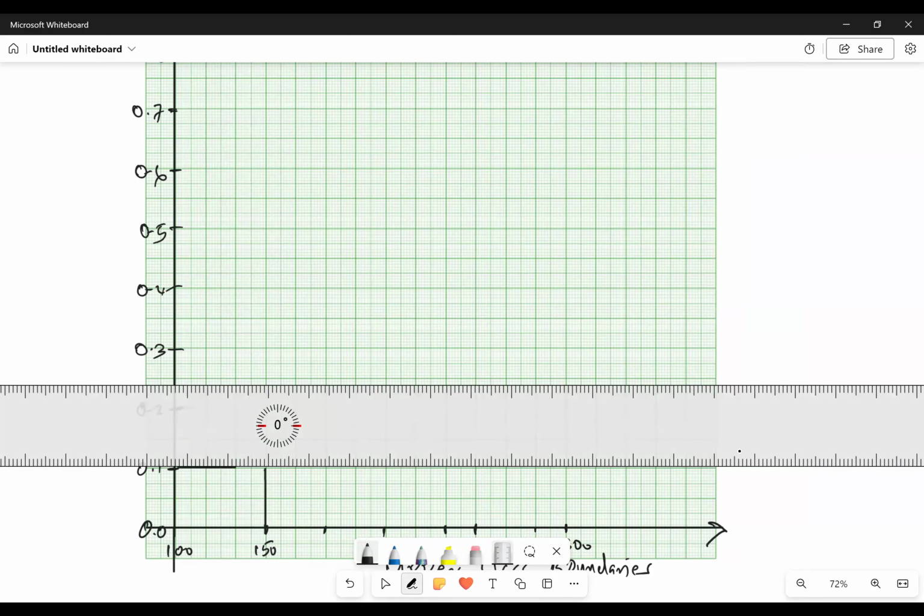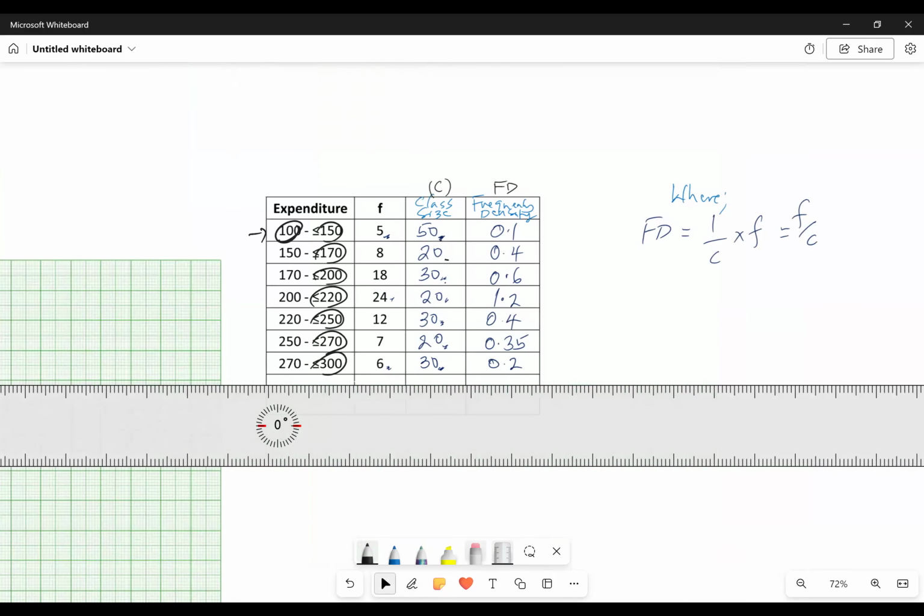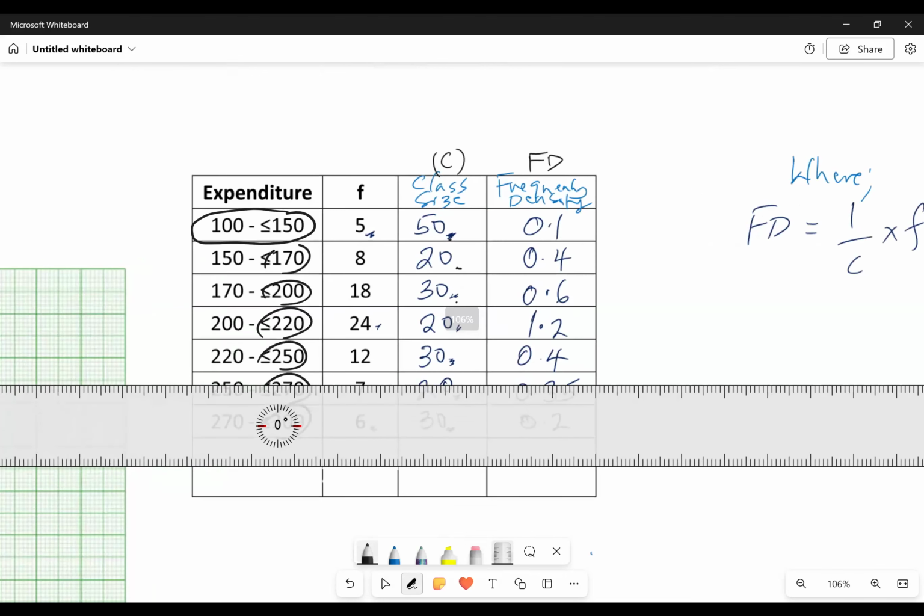From 100 to 150, which was our 0.1. You remember this one here? 100 to 150, which was a 0.1. Okay, this one here, let me make it bigger, zoom a bit. So the frequency density is 0.1. So that is the 100 to 150. So now I go to 150 to 170, which is a 0.4.